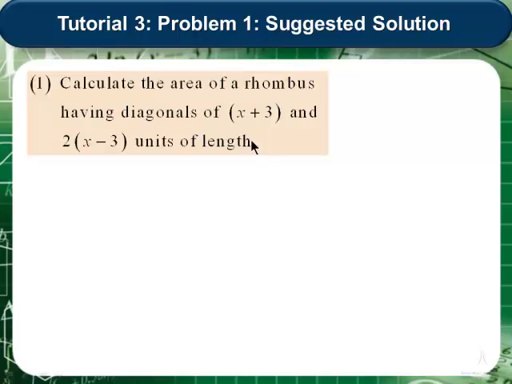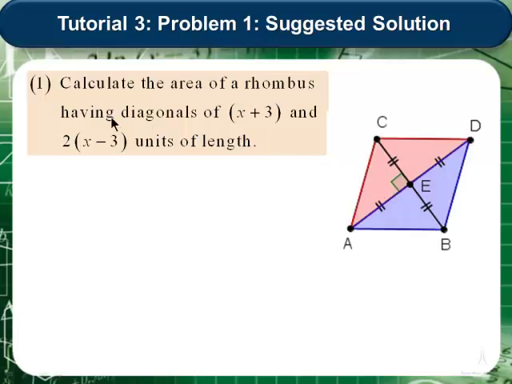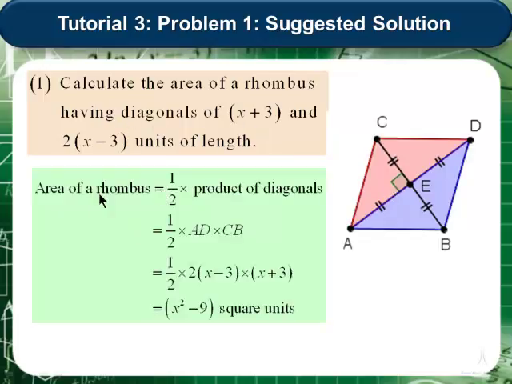A suggested solution to problem 1 of tutorial 3 can be the following. You need to calculate the area of a rhombus, and the diagonals are given in terms of x. So we know that the area of a rhombus is half the product of the diagonals, so it's half AD times CB, but AD we can assume is 2 times x minus 3, and then of course CB must be x plus 3, the 2's cancel out, and we get a simple expression in terms of x squared minus 9 square units.